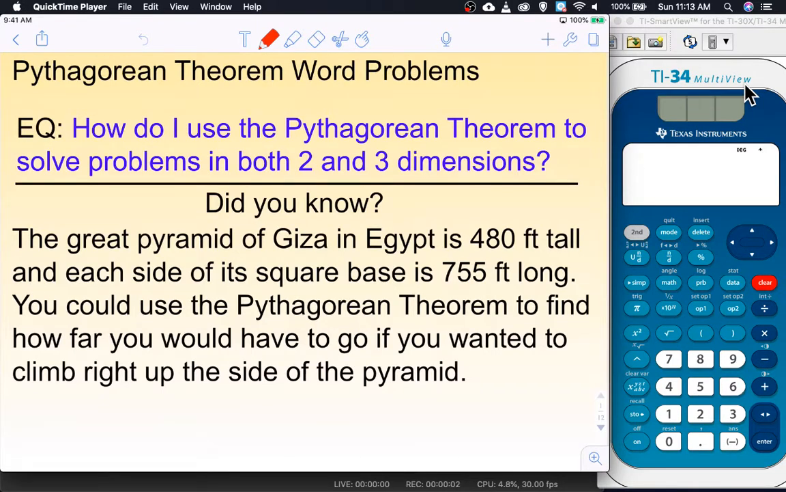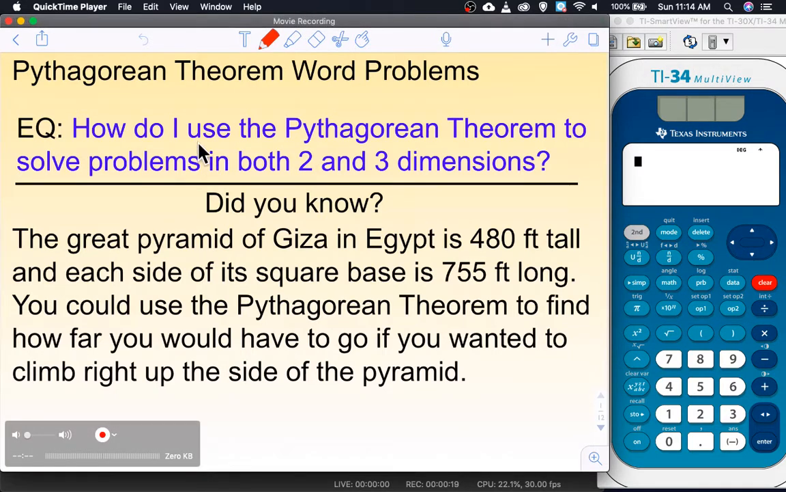Hello, and welcome to this lesson on Pythagorean Theorem word problems. So we're going to be talking a lot about different ways and applications of the Pythagorean Theorem. In the previous lesson, pretty much everything I gave you was just a right triangle, and we said find a missing side. It's going to get a bit more complex in this lesson. The essential question says, how do I use the Pythagorean Theorem to solve problems in both 2 and 3 dimensions?